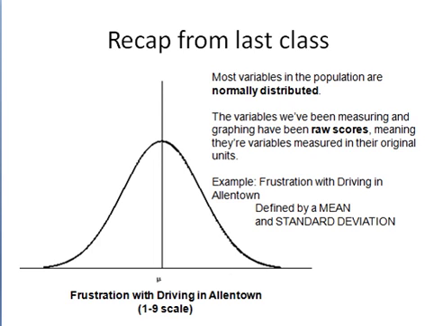If it's not, that's okay, because as we talked about last time, as long as we're using a sampling distribution of means, then we can start with a population that's not normally distributed. But when we're dealing with a raw score distribution, we define it by mean and standard deviation. So as an example, like it says here, this is frustration with driving in Allentown.